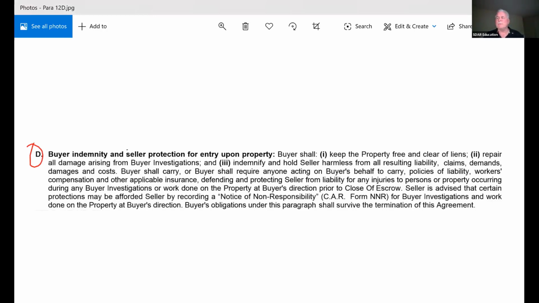Buyer indemnity, seller protection for entry upon the property. Buyer shall, number one, keep the property free and clear of liens. We don't want any mechanics liens being filed against the property because of something that the buyer didn't pay a contractor to do, if the buyer is being allowed to do things, okay? Number two, repair all damage arising from their investigation.